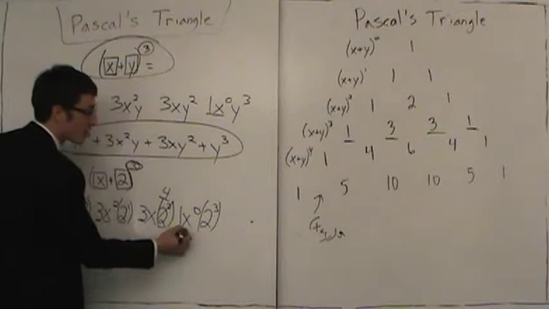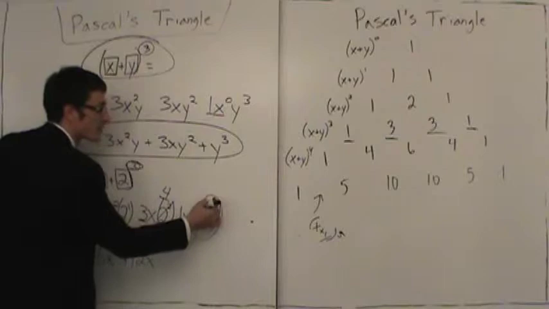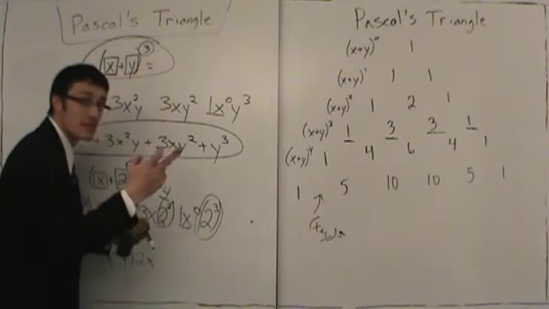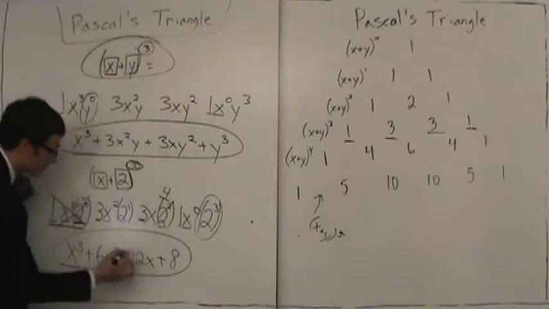Now, on the last one, we have a 1, which can be ignored. We have an x to the 0, which can also be ignored. And we just have to look at 2 to the third. What is 2 to the third? This is not 6. This is 2 times 2 times 2. 2 times 2 is 4. Times 2 is what? 8. So we have an 8 on the end, and this is the final answer.